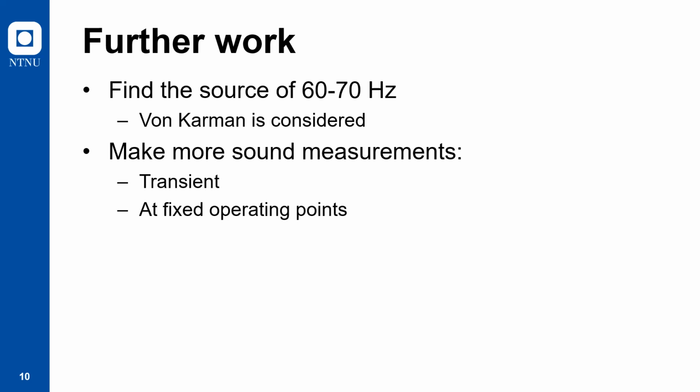Some of the work that still needs to be done is of course to try and find the source of the 60 to 70 Hz frequency band. Here the von Kármán vortices have been considered, but since we, among other things, lack drawings of the components, it is difficult to find what frequency this would produce. We are also considering doing more sound recordings with both transient and fixed operating points.